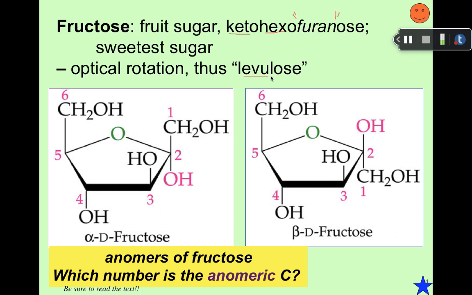It often has this other name called levulose because of its counterclockwise optical rotation, but that's not a critical aspect to know at this point. Here are two anomers of fructose, again the alpha and the beta anomers, shown in their cyclic hemiacetals. The cyclic hemiacetal is interesting to figure out because the anomeric carbon is from a ketose, and so it would be the one which has a hemiacetal, in this case carbon number 2.